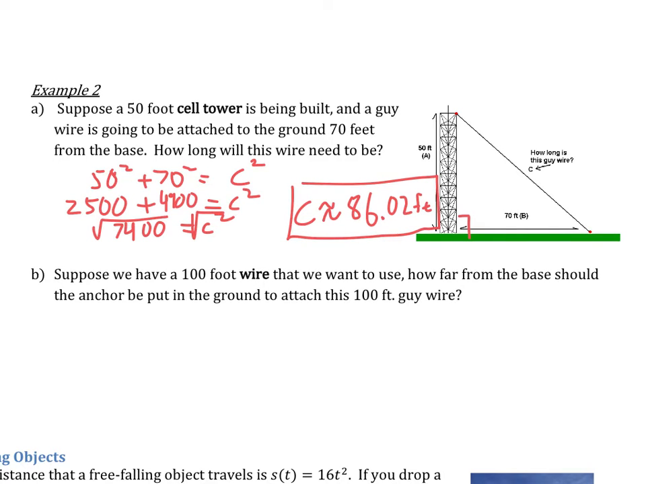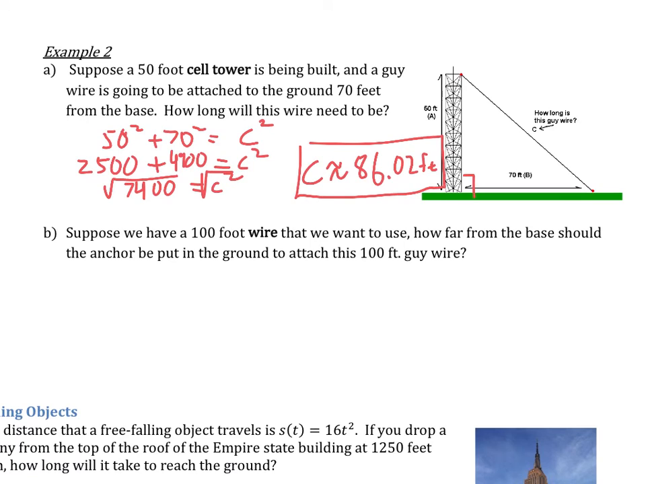All right. Well, what if we knew we had 100 feet of wire and that we wanted to use? How far from the base should we anchor it so that we can attach the 100-foot guy wire? And we want it to be at 90 degrees. We've got our tower. We want this to be 90 degrees. We'll assume that part. We know we've got 100 feet. We know the tower is still 50 feet. And what we don't know is this distance here. Maybe call it x. Well, so a drawing would be helpful here.